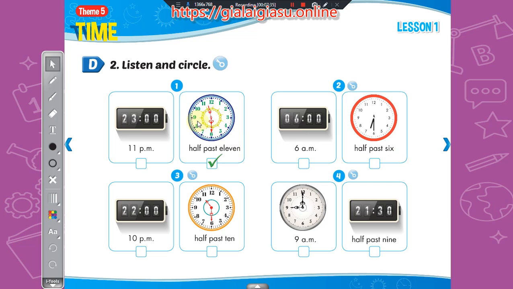D. Listen and tick the box. Practice. Point, ask, and answer. Look at the pictures. Listen. There is one example. 1. What time is it? It's 11:30. Can you see the tick? This is an example. Now listen and tick the box.